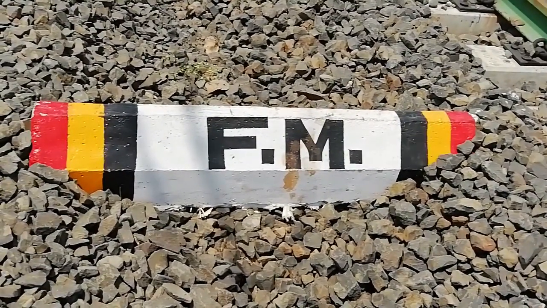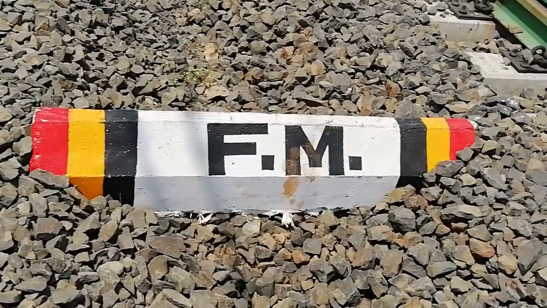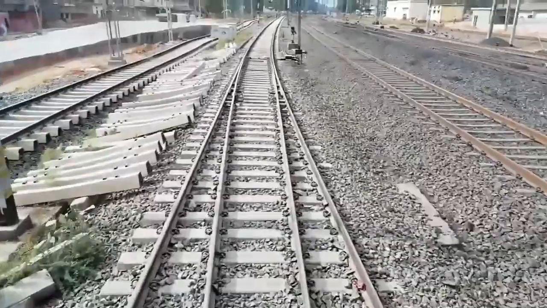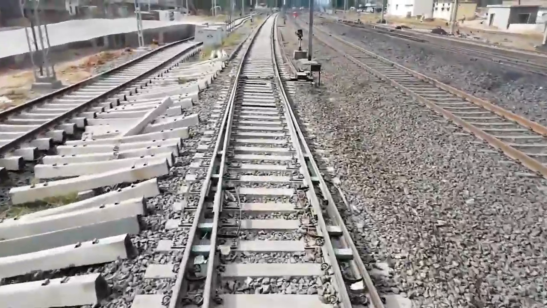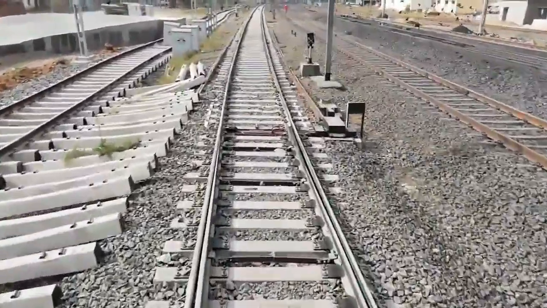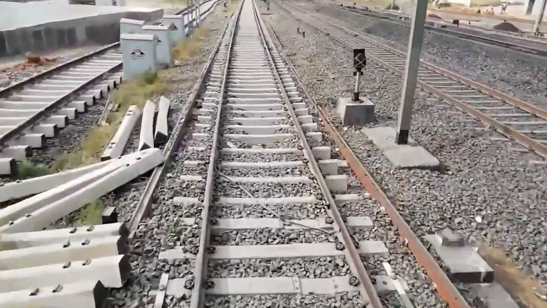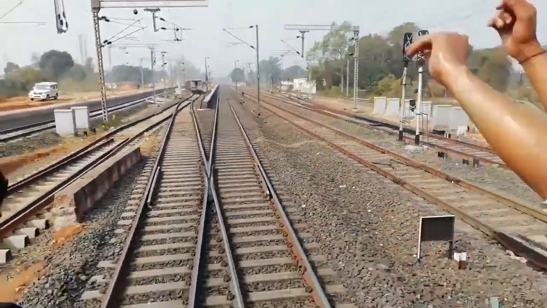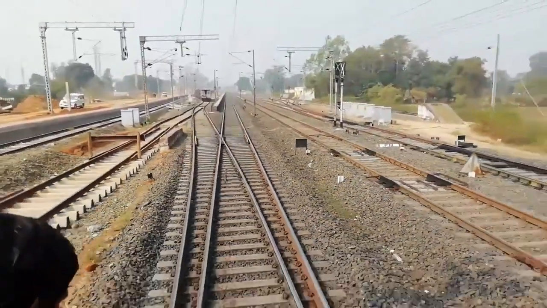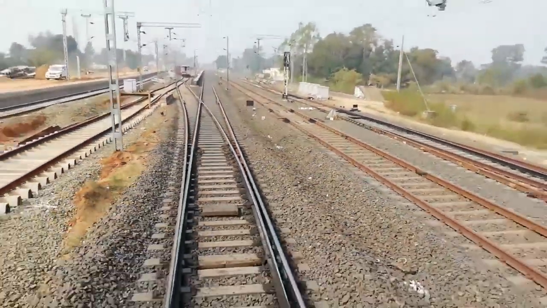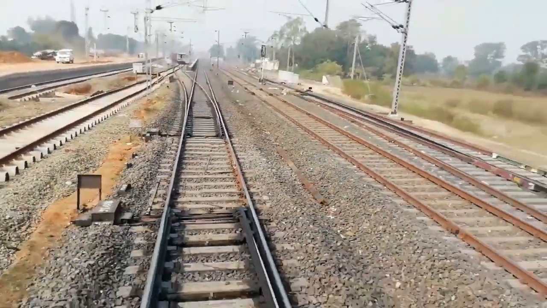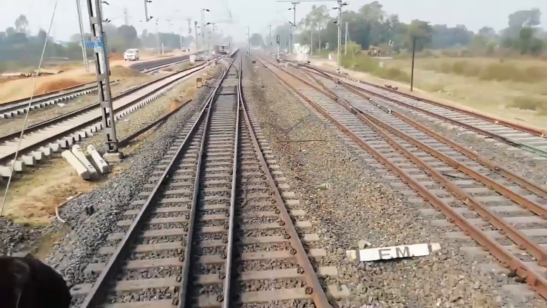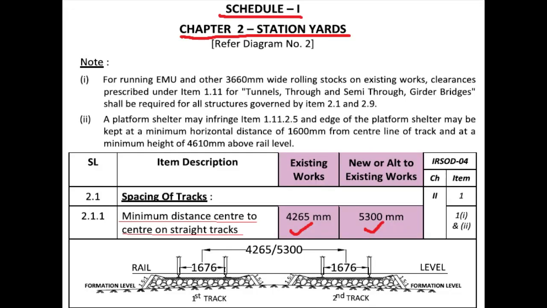The fouling mark should be fixed at the point at which the spacing between the tracks begins to reduce to less than the minimum laid down in the Indian Railway Schedule of Dimensions, that is, not less than 4.265 meter for existing tracks. Fouling marks shall be fixed as per item number 1 of the Indian Railway Schedule of Dimensions.